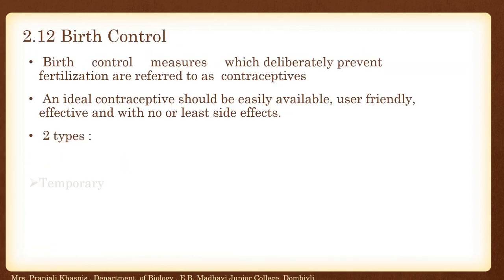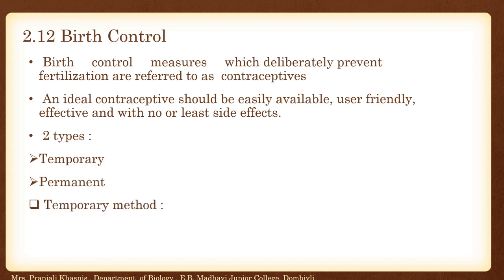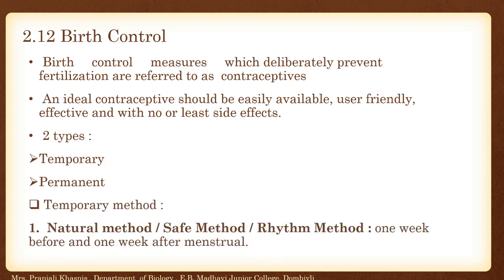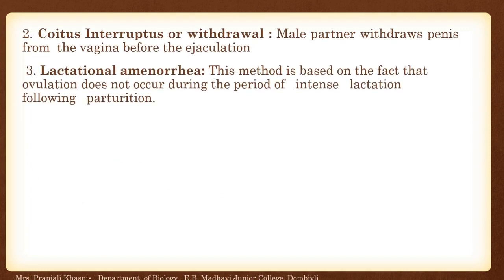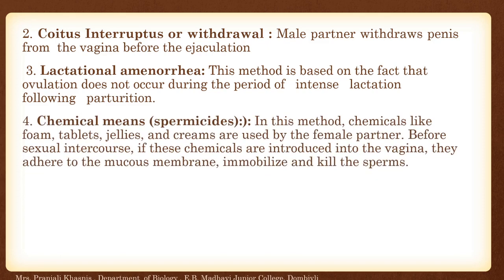Next, birth control measures. There are 2 main types, temporary and permanent. In temporary, there is the natural method, the safe method, and the rhythm method, 1 week prior and 1 week after menstruation. Then coitus interruptus or withdrawal, where the male partner withdraws the penis from the vagina before ejaculation. Lactational amenorrhea, a method based on the fact that ovulation does not occur during the period of intense lactation following parturition. Chemical means, by means of spermicides.